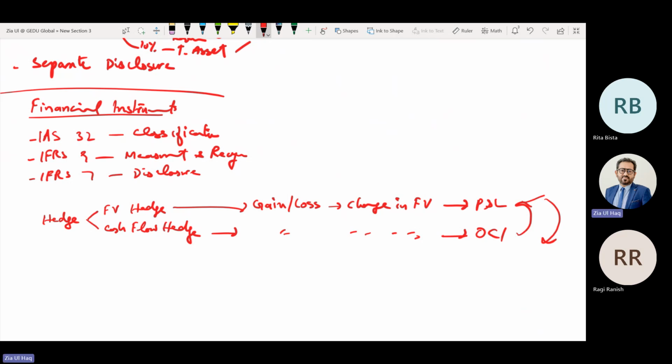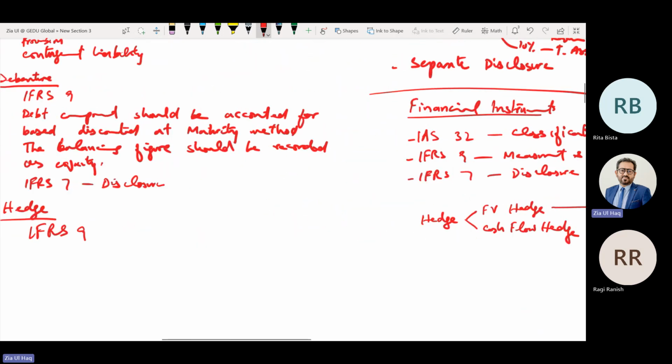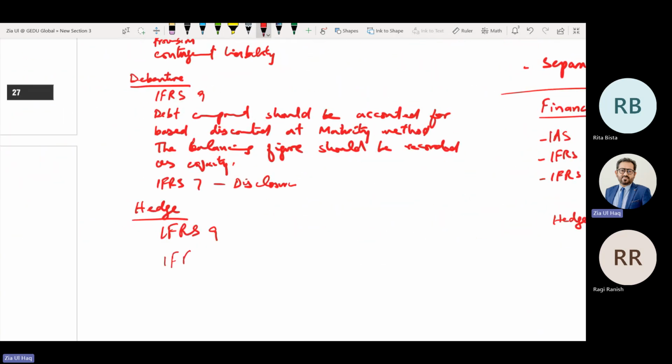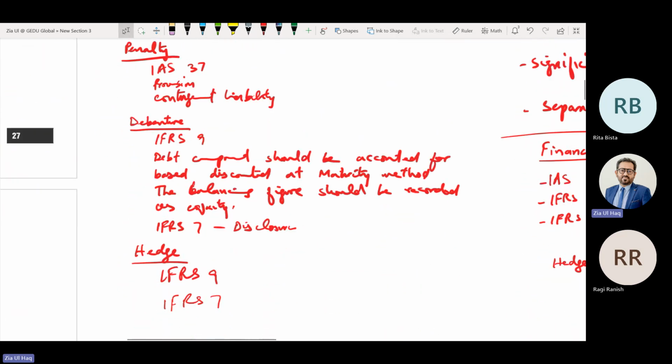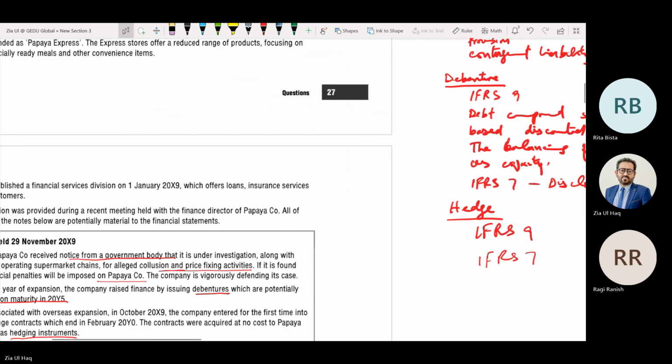The word misclassification is explaining what misstatement. And then we will discuss per IFRS 7, detailed disclosure about hedge must be provided in the financial statement. In case of no disclosure, financial statement could be misstated. Are you with me? So we have discussed about brands, we have discussed about segments, we have discussed about penalty, we have discussed about debenture, and we have discussed about hedge. Let's move forward.